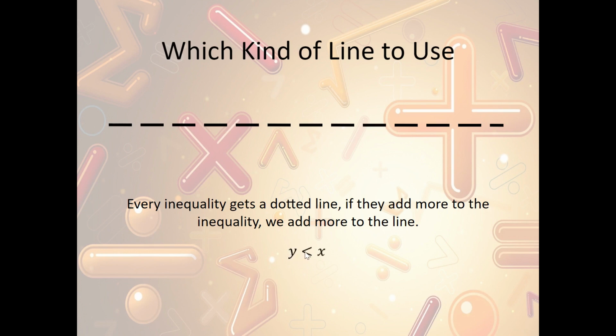So in this case, we have y is less than x. Well, I'm looking if they added anything extra, meaning did they add the bar here? If they didn't, which in this case they didn't, we'll leave it as it is and it stays as a dotted line. Now, here's an example of x is greater than or equal to 2. Now, they did add something extra. They added the bar here. So we'll add to it as well, and we'll make this a solid line or a closed line.